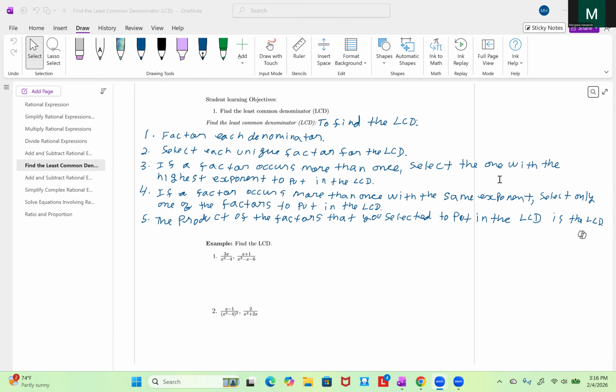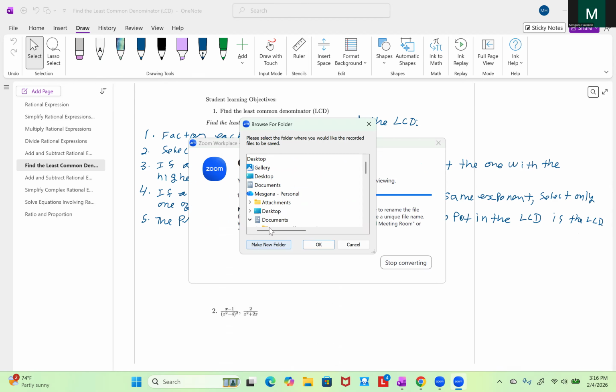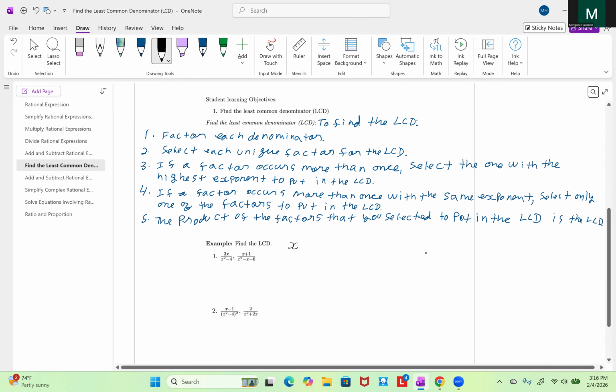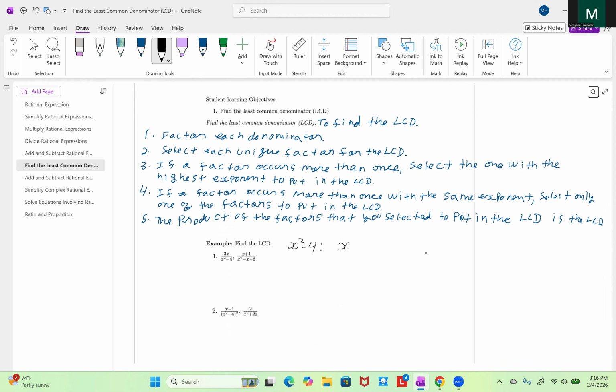Example: find the least common denominator of 3x over x squared minus 4 and x plus 1 over x squared minus x minus 6. So the denominator for the first fraction is x squared minus 4. Write it in factored form. This is x squared minus 2 squared. In factored form, this becomes x minus 2 times x plus 2.